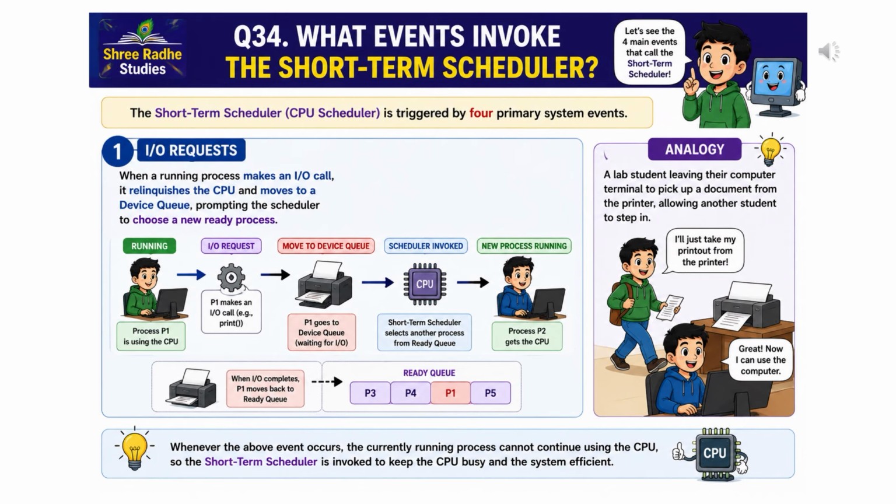Now, let's understand when the short-term scheduler becomes active. The scheduler is triggered whenever the CPU becomes available or a scheduling decision is required. One common situation is when a running process requests an input or output operation. Since the process can no longer use the CPU, the scheduler immediately selects another ready process. This ensures that the CPU never remains idle while waiting for slower hardware devices. Efficient CPU utilization is one of the main objectives of process scheduling.